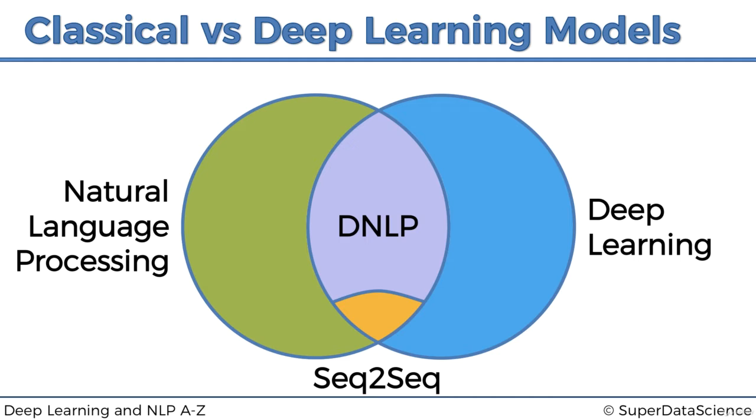As we discussed, we've got this diagram, and on the left we've got the natural language processing models overall, and on the right we have the deep learning models overall. So their overlap is the deep natural language processing. Those are the very advanced types of natural language processing models which use deep learning. And then finally at the bottom here we've got the sequence-to-sequence models, which we'll be interested in at the end.